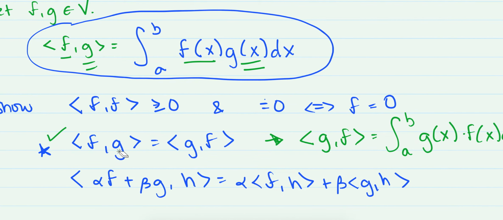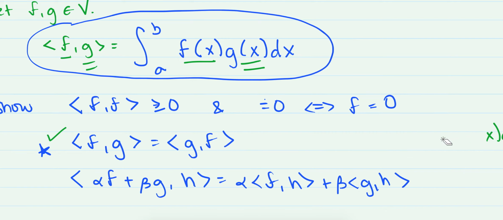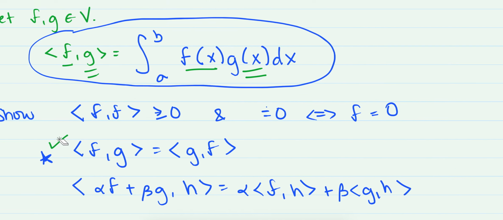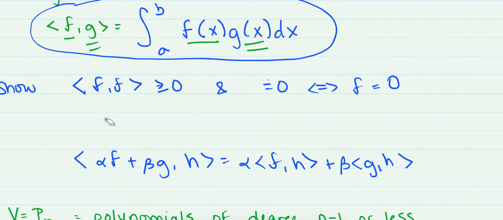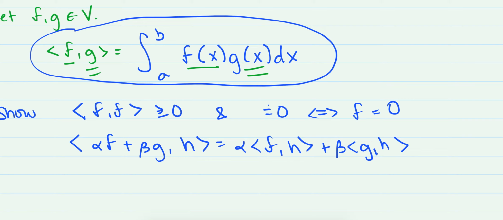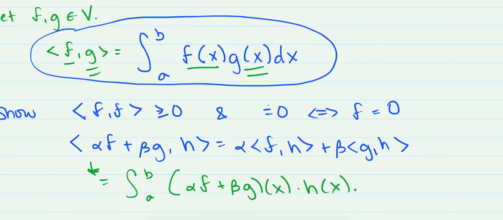Okay. What about the third? Let's erase this so we have some room. How do we check this one? Let's move it up. Well, just use the definition and see if you get this. So this is equal to the integral from a to b of alpha f plus beta g, times x, times h of x dx.